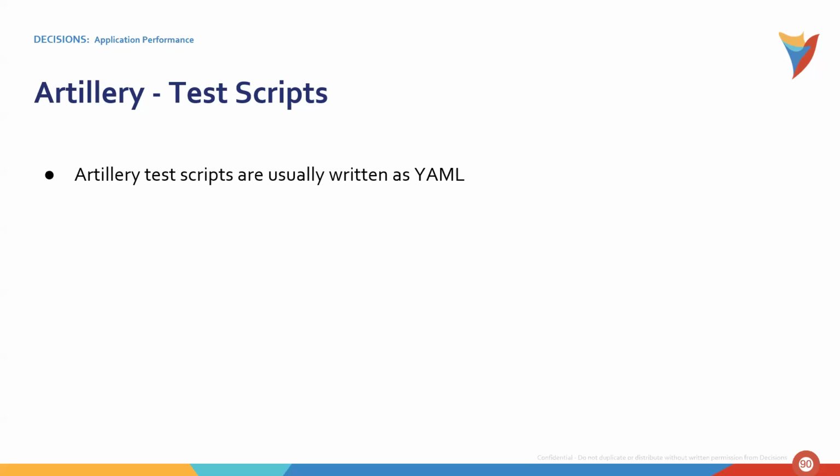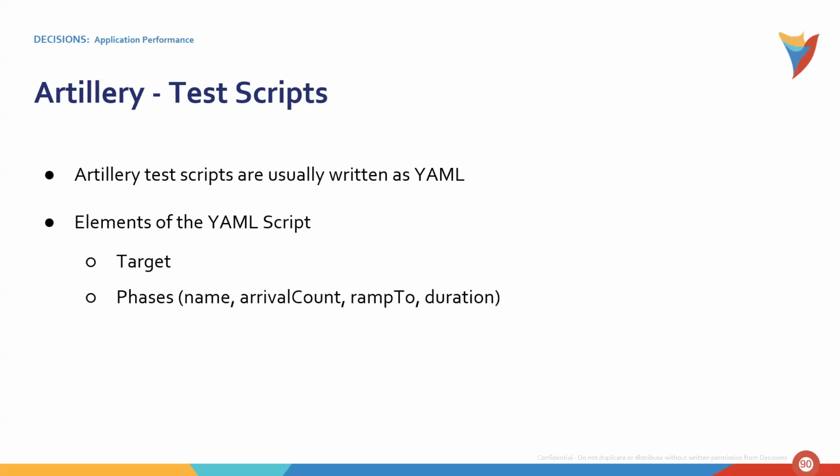Again, YAML is basically text-based. You can create it using any text editor. Now, these are the things that you will add to the YAML script of Artillery. So we have something called target, which is basically used to specify the base URL of your test target. So if I'm going to test an application, whatever application is under test, I can specify its URL as the target.